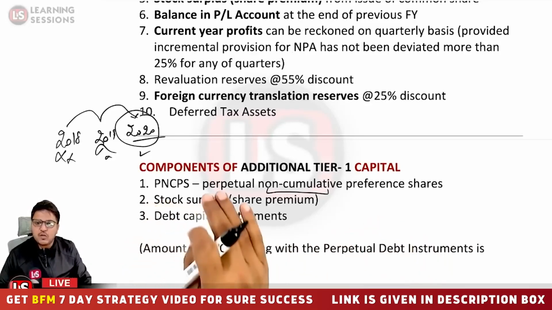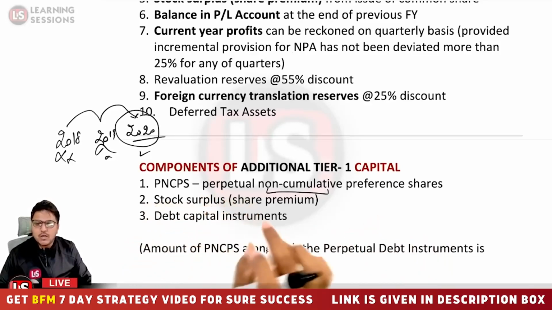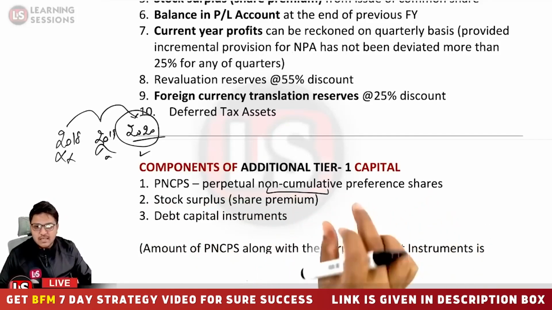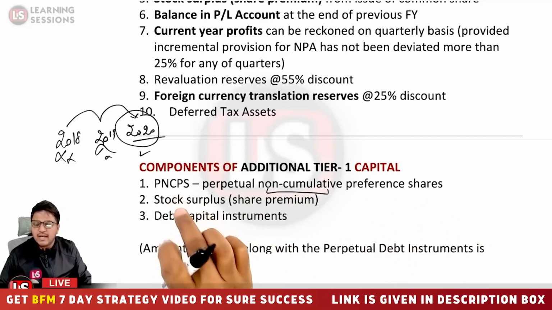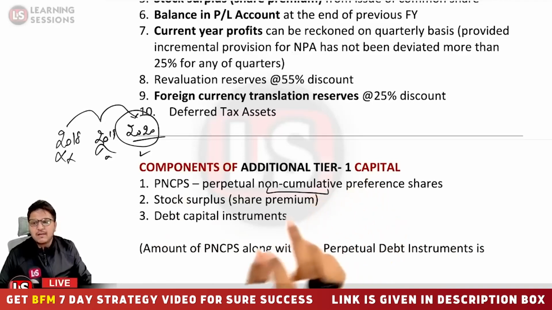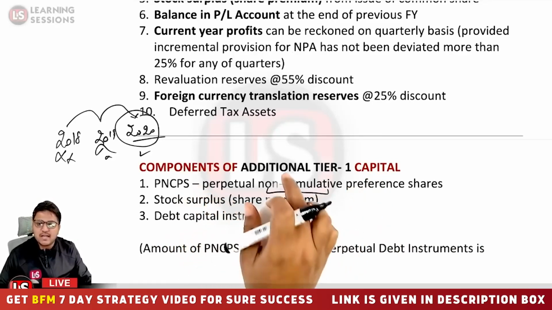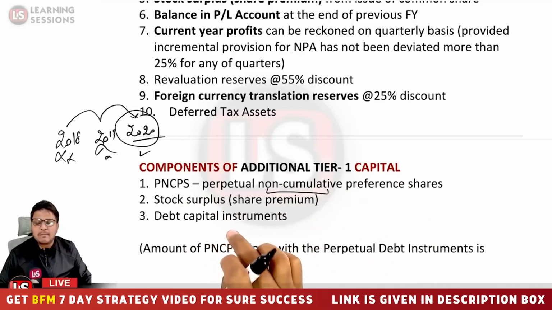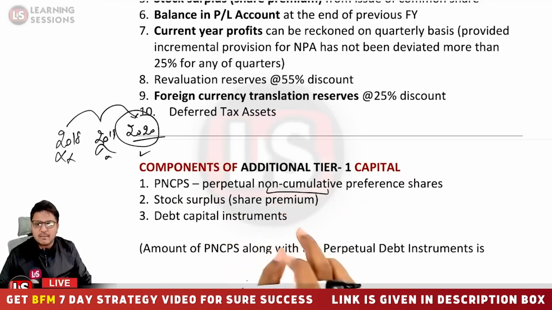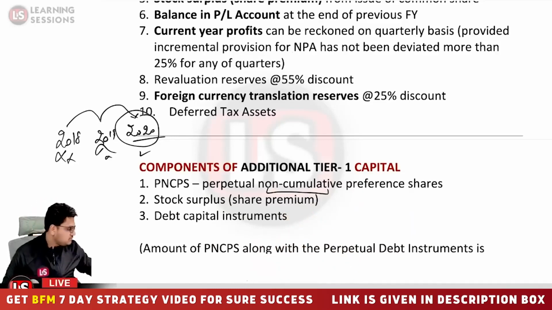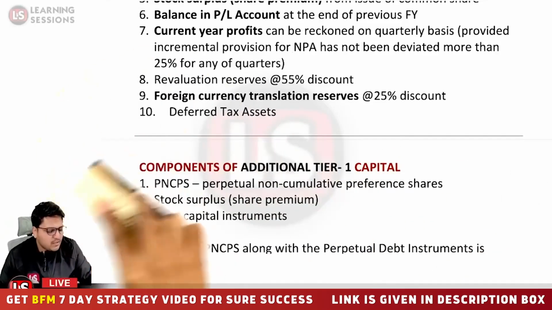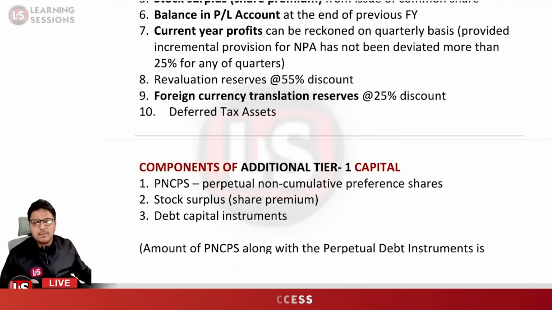Now PNCPS is related to what? PNCPS is related to perpetual non-cumulative preference shares. These are taken as a component of the AT1, that is additional tier 1. And further, if there is any share premium related to PNCPS, that is also to be considered as additional tier 1. Other than that, it is a debt capital instrument which is considered to be a component of the additional tier 1 capital.